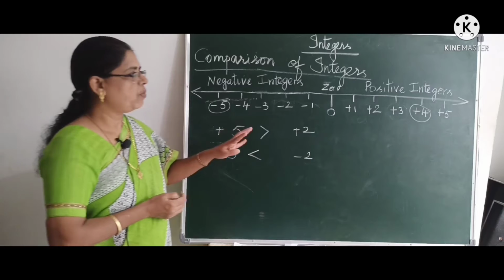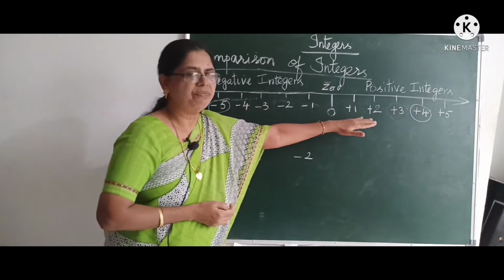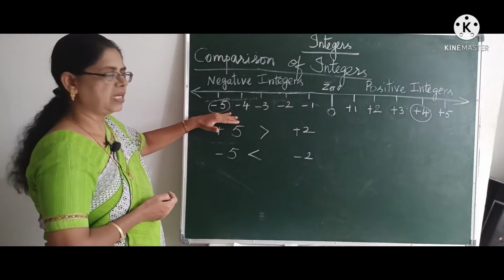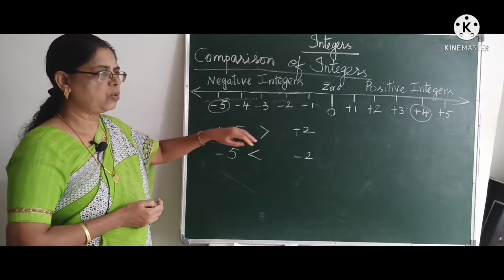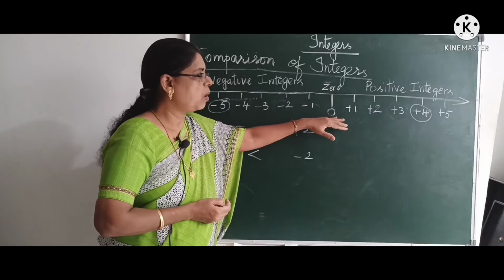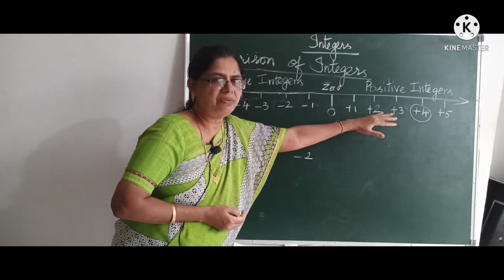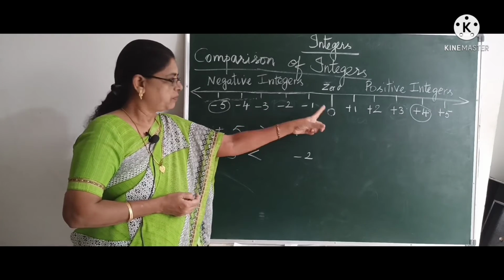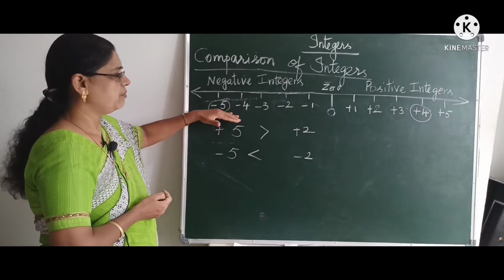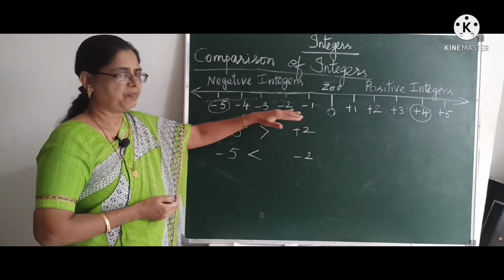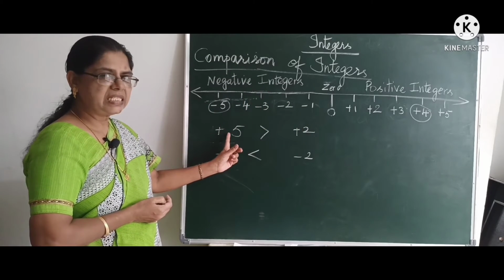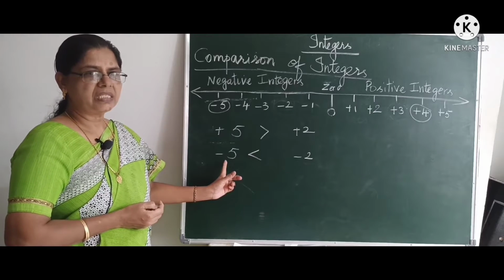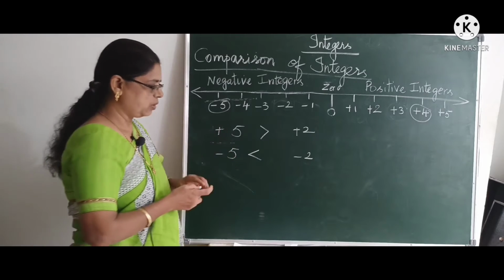So we have learned 4 rules. First one is every positive integer is greater than every negative integer. Second rule, 0 is smaller than every positive integer. Third rule, 0 is greater than every negative integer. Fourth rule, the greater the number, the smaller is its opposite. Children, I hope you have understood this one.